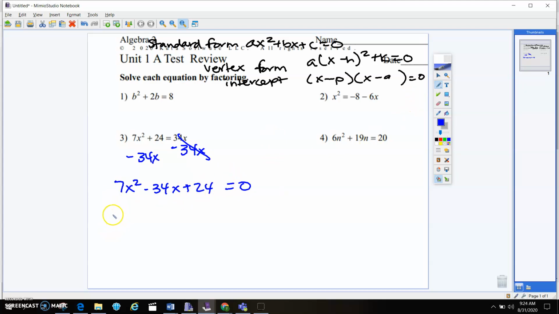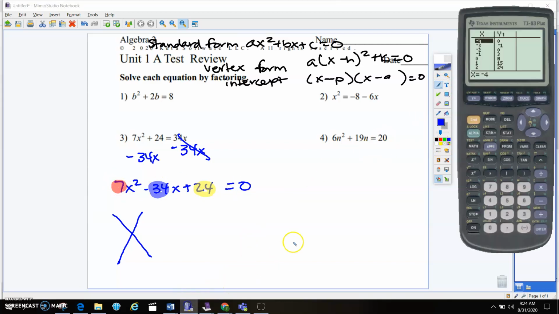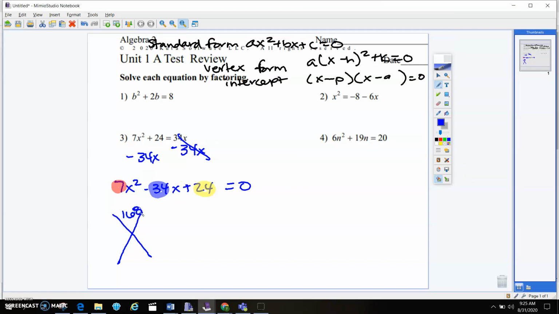So what we're going to do now is our big X. So we're going to identify our A, B, and C terms. A, B, and C. And I use a lot of color just because I'm a visual person. You don't have to. It's okay. So A times C. Well, I don't know that off the top of my head, so I'm going to type into my calculator. 7 times 24. And when I do that, I'm going to get 168. 168 is going to go right here.